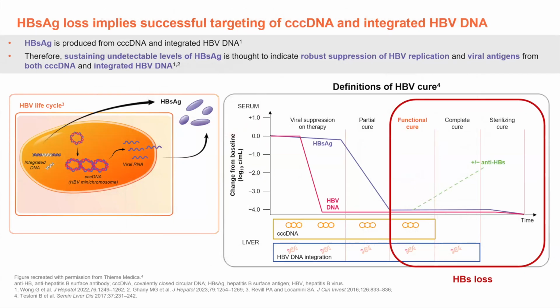HBs antigen decline to the undetectable level, therefore, means we have successfully suppressed the antigen production from both sources. This is the conceptual basis for why HBs antigen loss is the definition of a functional cure, and further, complete cure or sterilizing cure.